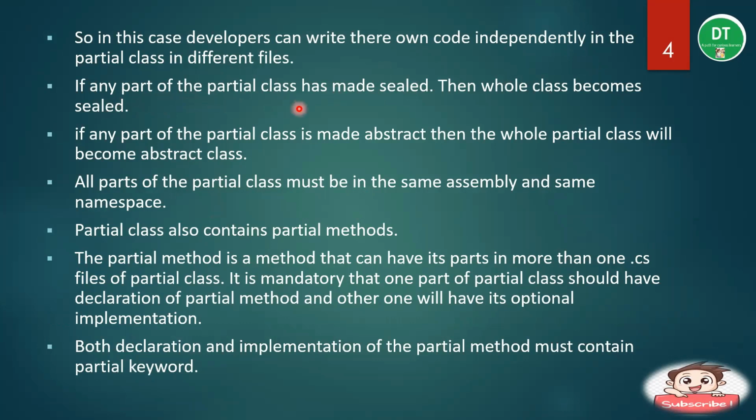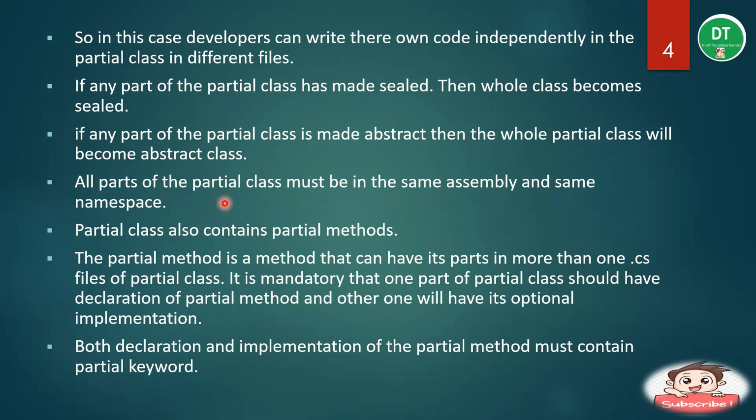If any part of the partial class is made sealed, the whole class becomes sealed. Here we have to take care of a few points: suppose there are 5 parts of the same partial class. If we make any part sealed, then the whole class becomes sealed. If any part of the partial class is made abstract, then the whole partial class will become an abstract class. All parts of the partial class must be in the same assembly and same namespace.